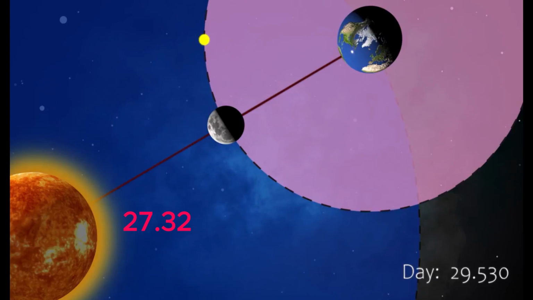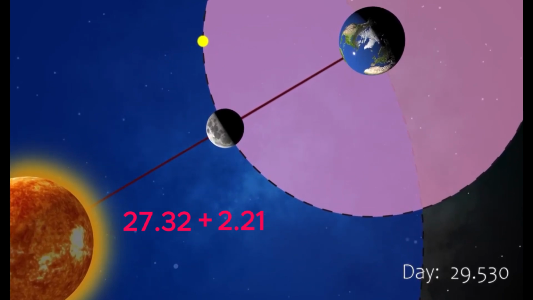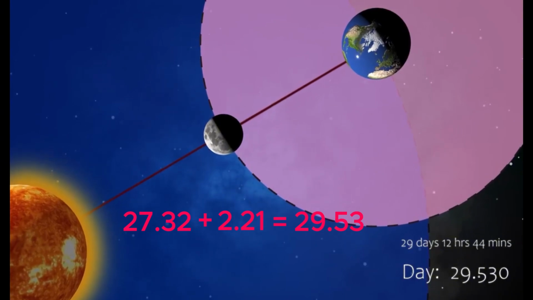and while this is happening, the Earth continues along its own orbit round the sun. A further 2.21 mean solar days elapse before the moon is again a new moon, resulting in a synodic month of 29.53 mean solar days.